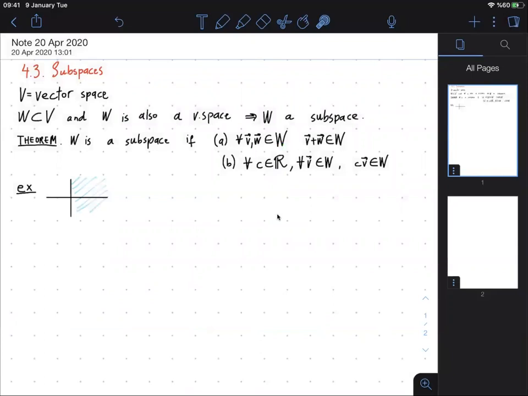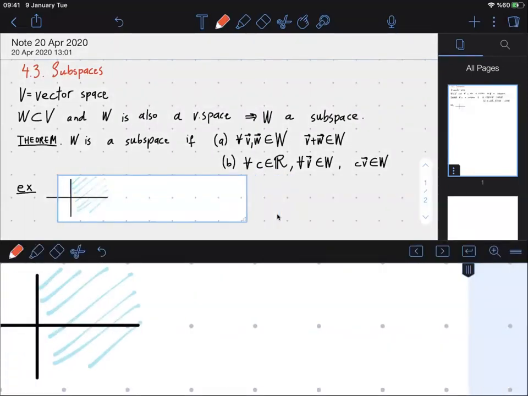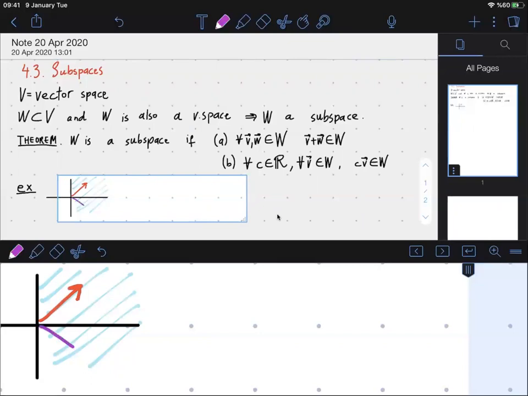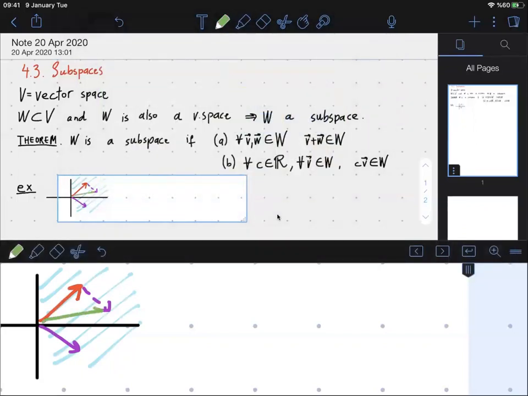The first condition is satisfied. Why? Because if you add two vectors here, let's take a vector here, like this, and let's take another vector like this, and if you add them, you see that the result is this vector, right? So if you add vectors in the blue part, they still remain in the blue part, okay?